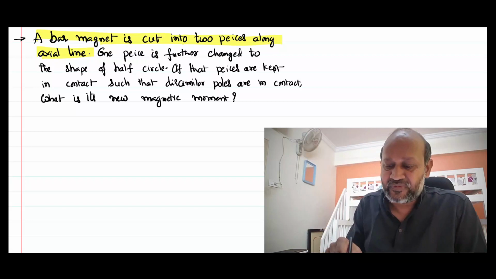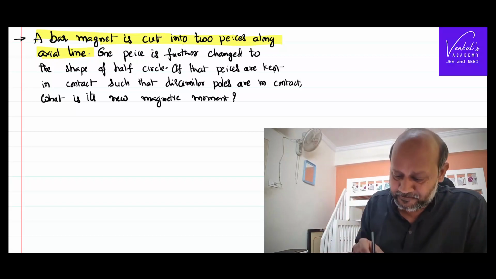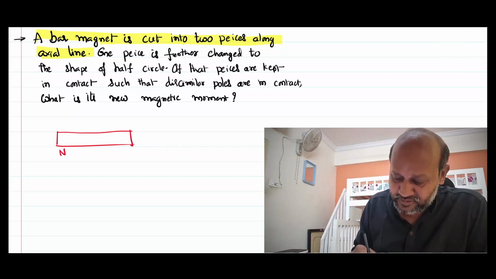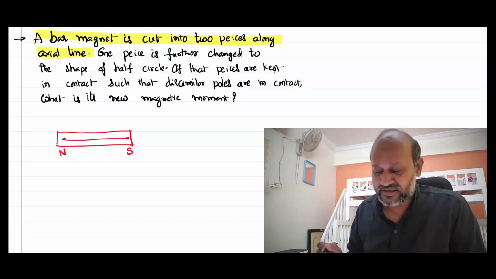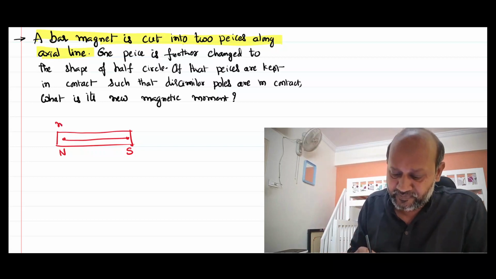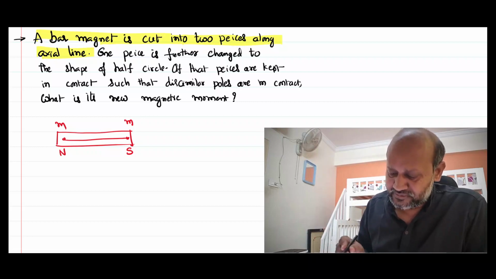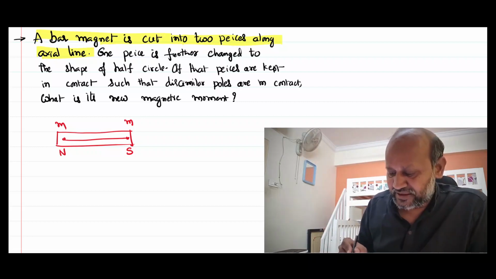Let's consider a bar magnet. Let this be its north pole, this its south pole. The distance between the poles is called the length of the magnet. Each pole will have a strength called magnetic pole strength. Now, this has a magnetic moment M.